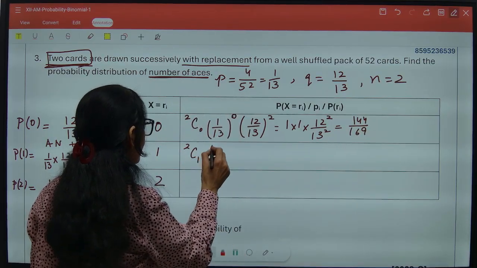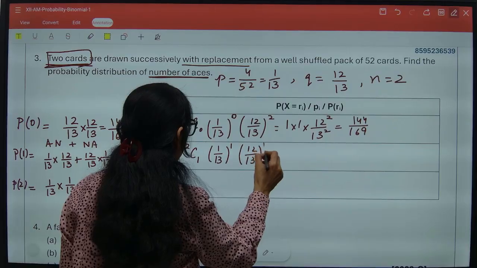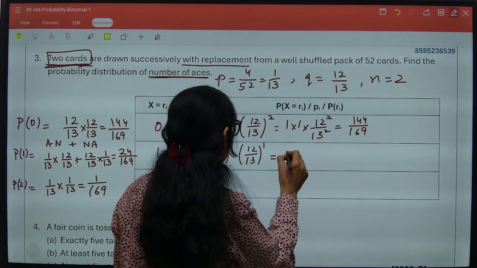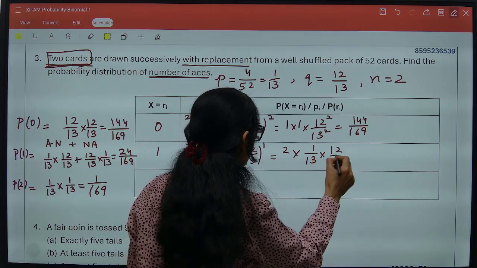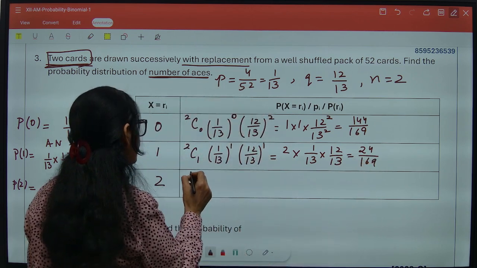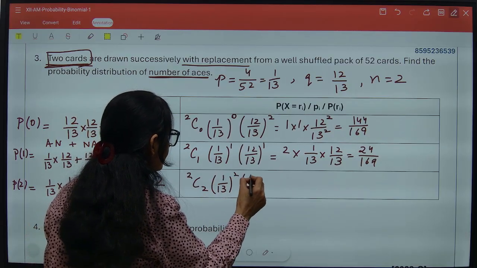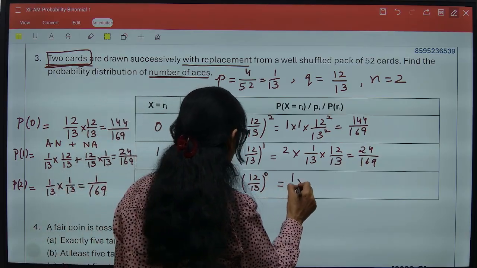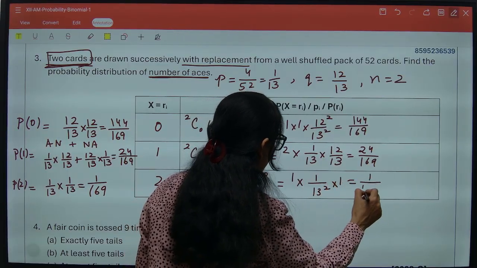Next, 2C1 times 1/13 to the power 1 into 12/13 to the power 1. This is 2C1, which is 2, into 1/13 into 12/13, so that comes out to be 24/169. Next, 2C2, (1/13) to the power 2 and (12/13) to the power 0. 2C2 is 1, so 1 into (1/13) squared into 1 comes out to be 1/169.